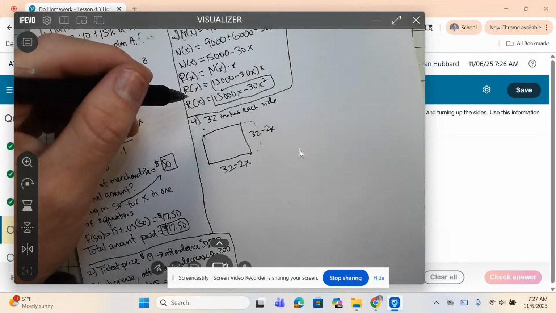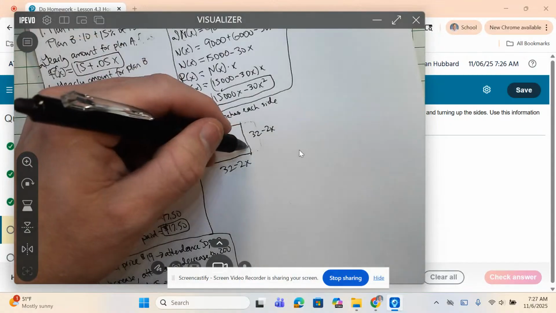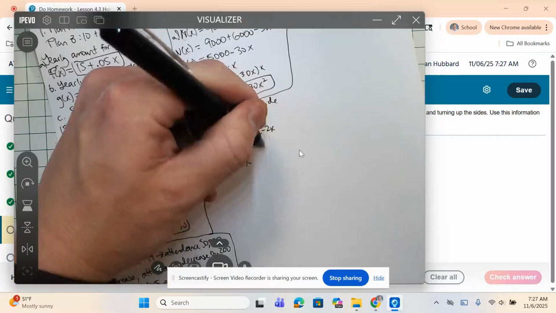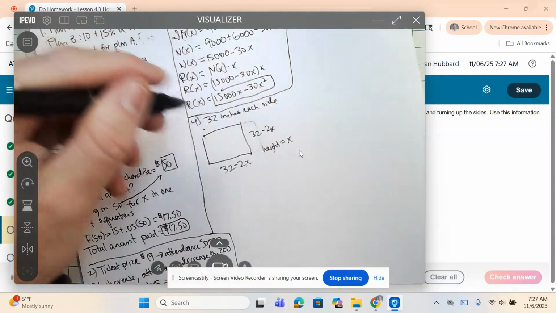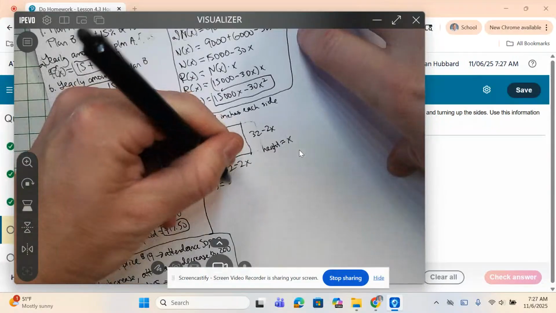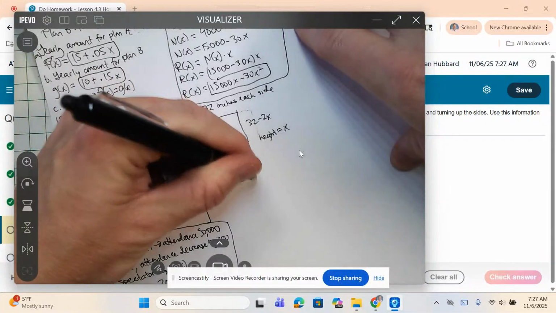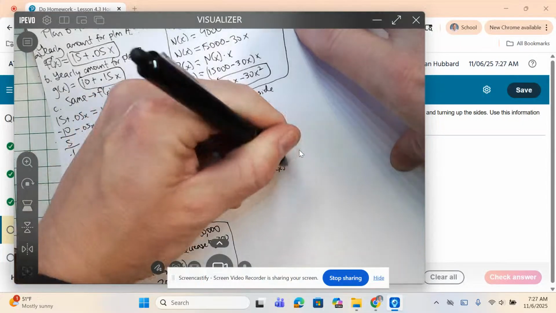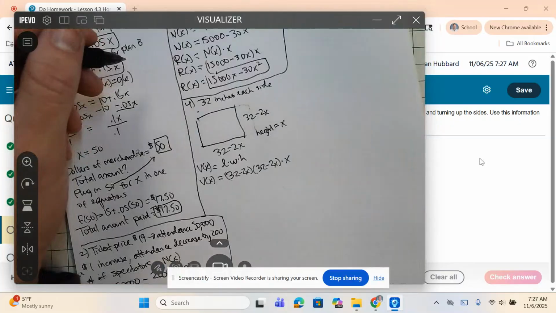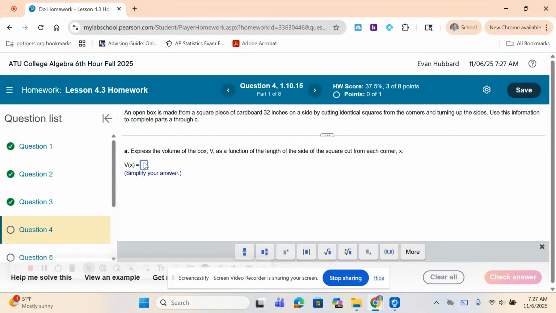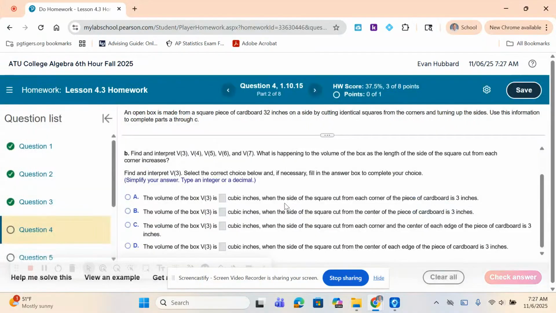Now it's also going to have a certain height, and the height will be x. Your volume is equal to length times width times height. So the volume is going to equal 32 minus 2x times 32 minus 2x times the height, which is x. I think I could leave it like that. I could put 32 minus 2x squared if I want. So 32 minus 2x times 32 minus 2x times x. Let's see if it likes that. Oh, it did like that. Okay, good. We're going to leave that alone then.